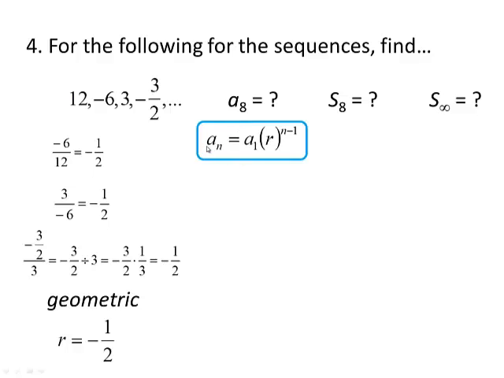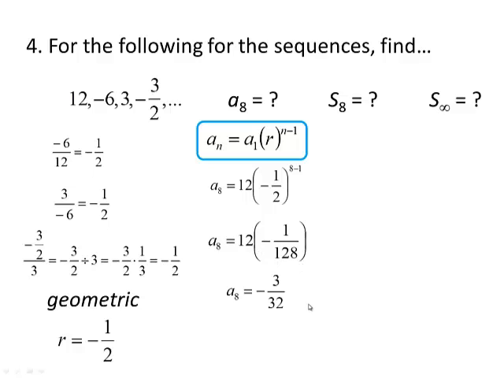So we have our formula for the geometric explicit formula, or any term in a geometric sequence, is going to be this formula here. We have the first term, we have n, which is 8, we have r, the common ratio. So we're ready to do this. The 8th term is equal to the first one times my common ratio to the n minus 1, and -1/2 to the 7th power is -1 over 128. Reducing that a bit, we get the 8th term is -3 over 32.